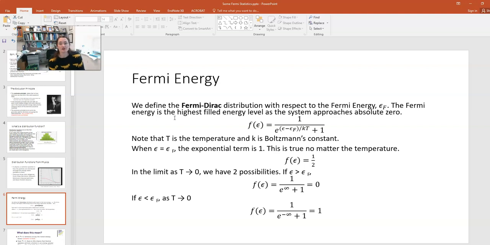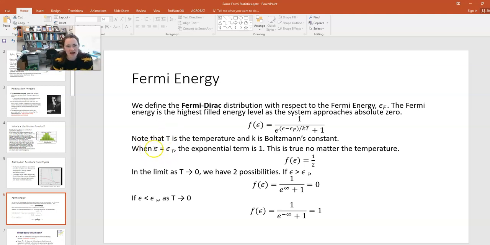Now, the Fermi energy is a very important energy when describing fermions. What it is in a nutshell, and we'll talk about this more, is the maximum possible energy that a particle can have when that system of fermions is at absolute zero. So that's the highest occupied energy state at absolute zero for a system of fermions. Now, how does this function describe that? Let's get into this.